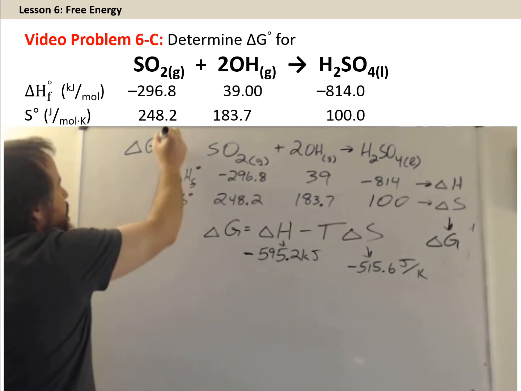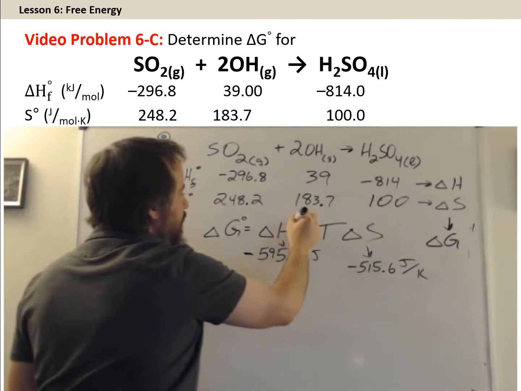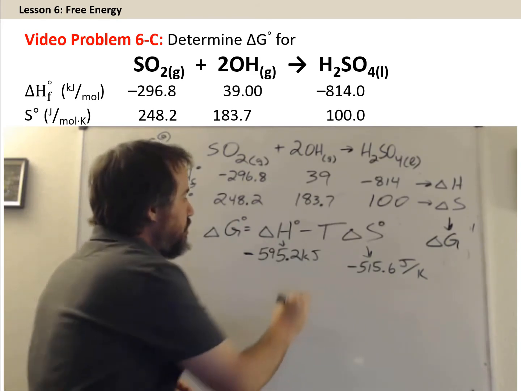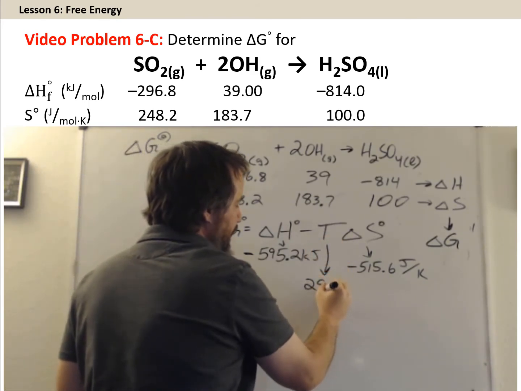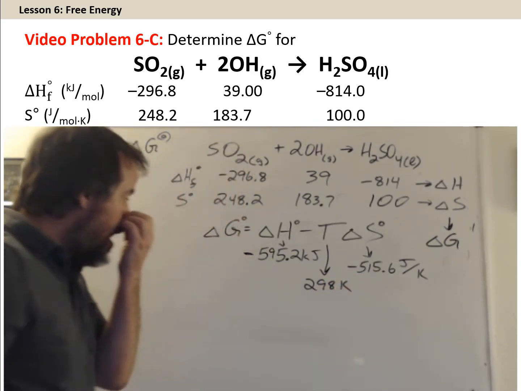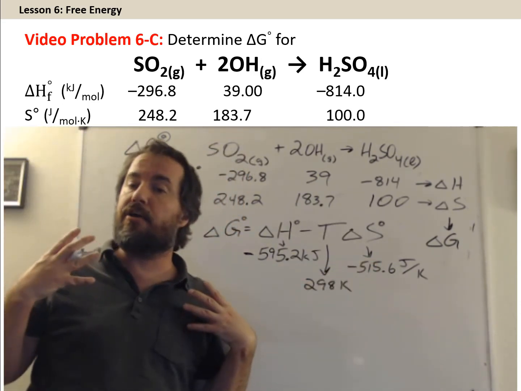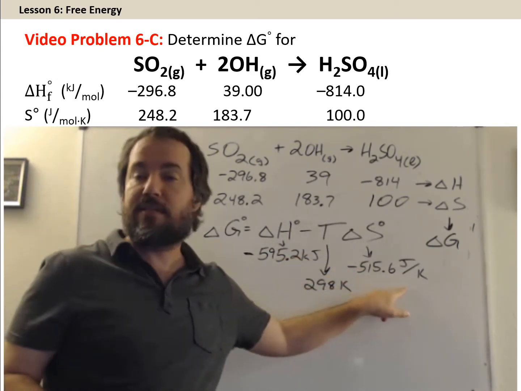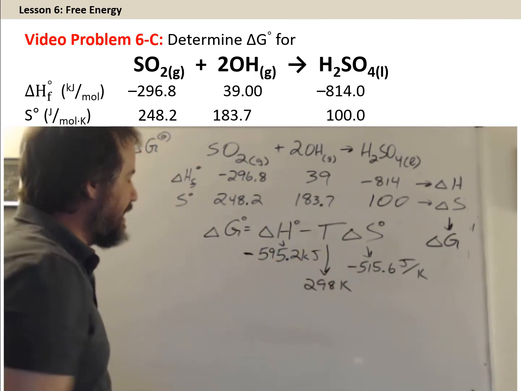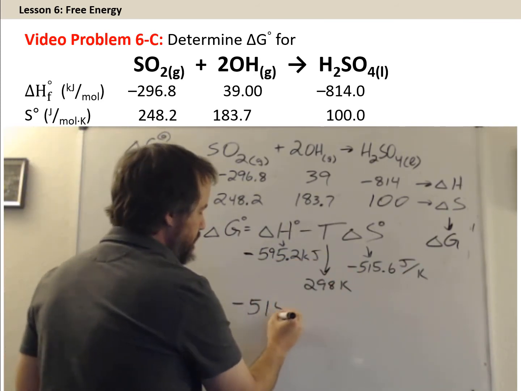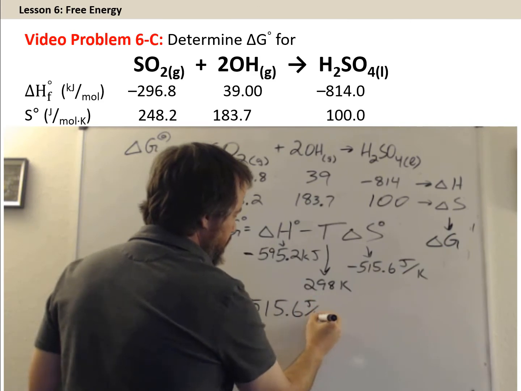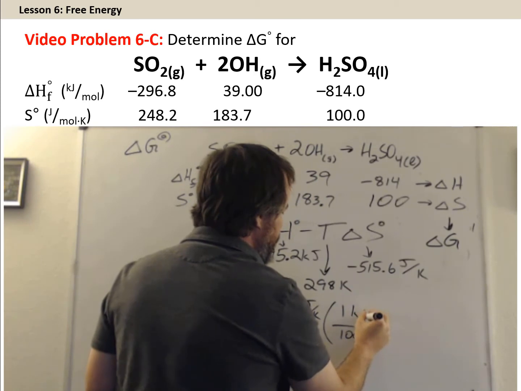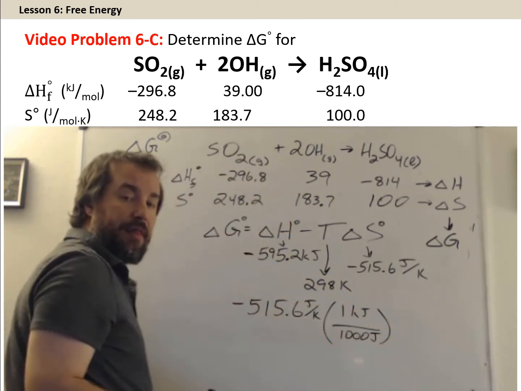Well, I've been a little bit lazy. I've been putting them down. This naught means it's under standard conditions. So standard conditions means 298. Right? All right, so I have all three of my variables. I could put them in, but I have one other issue. This is in kilojoules. This is in joules. So I'm going to go ahead and convert this from joules to kilojoules by dividing by 1,000.